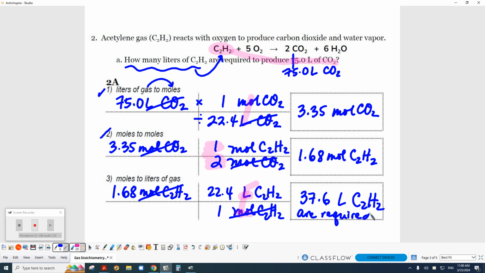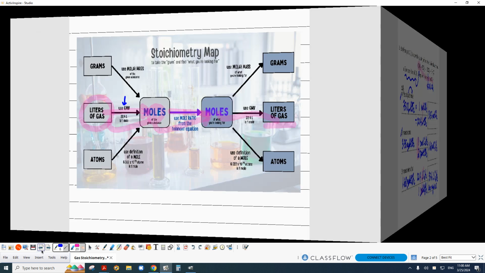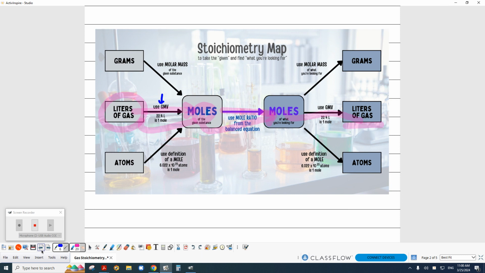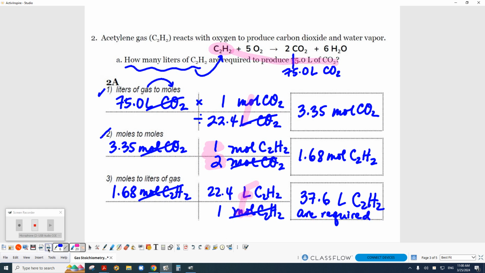All 3 steps are needed. And just to summarize, what were those steps? Step 1 is to convert from liters of gas to moles of that gas. Next, moles of that gas to moles of what we're looking for. And then final step, moles of what we're looking for to liters of what we're looking for. That's question number 2A.